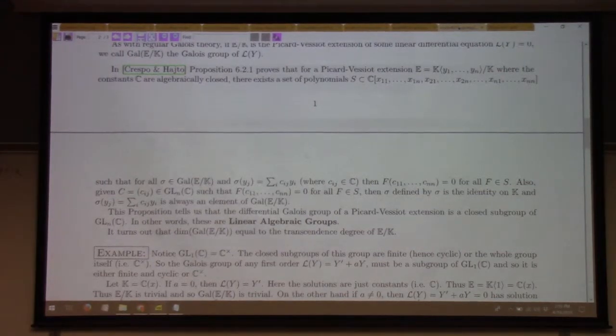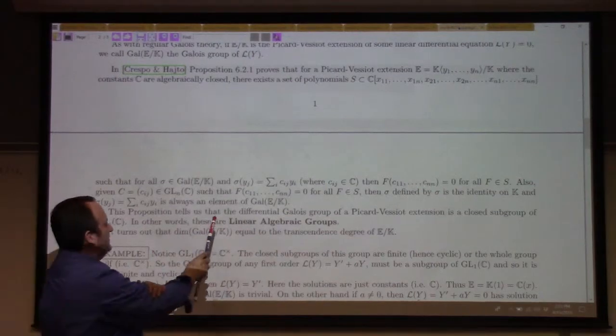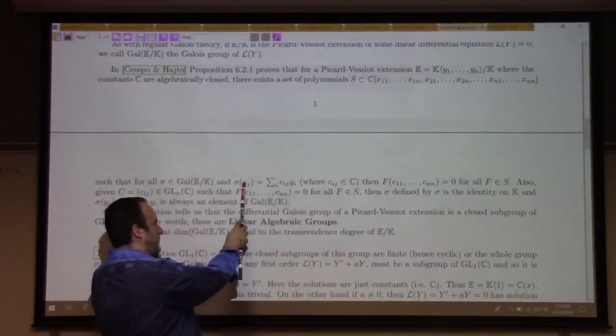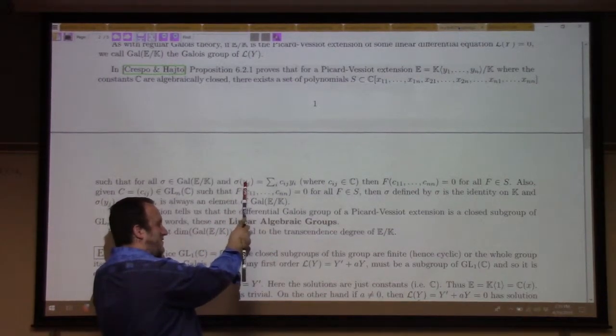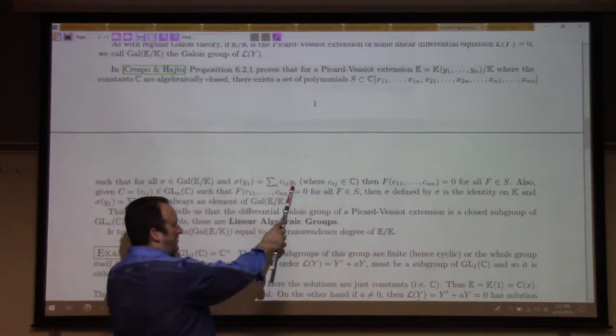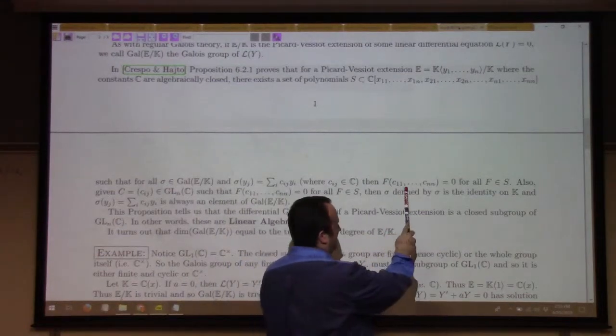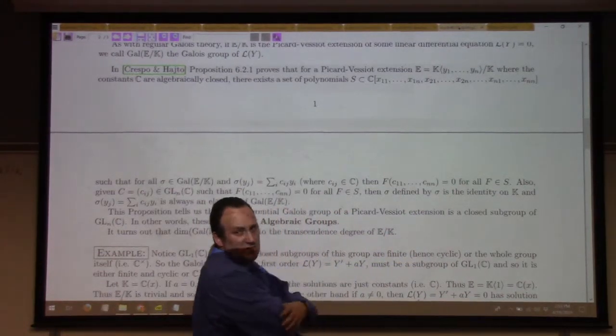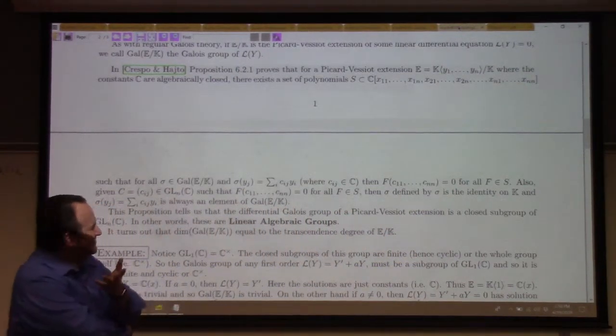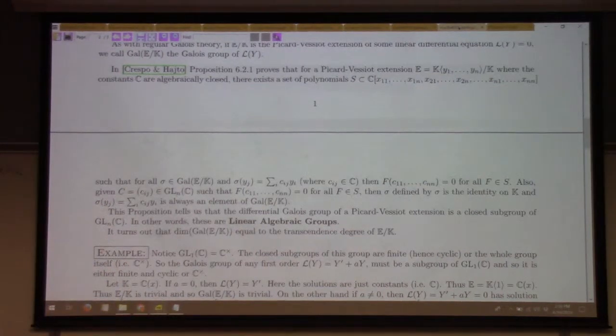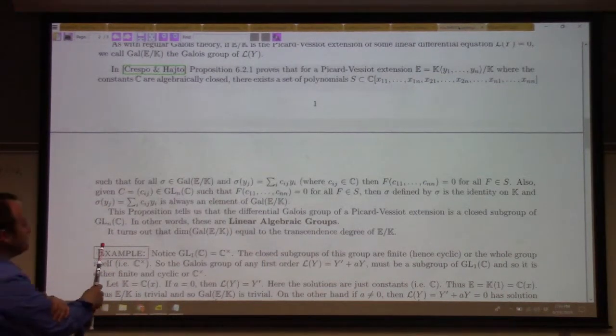I think this is a way of saying that if you have the image of yj under a differential field fixing automorphism equal to a linear combination of the other solutions, then those have to essentially be 0. That's my intuition for it. That's all I got for you. I'm sorry, guys.